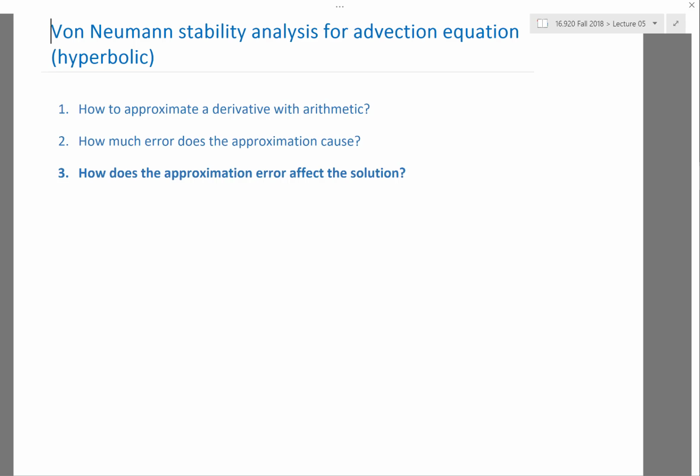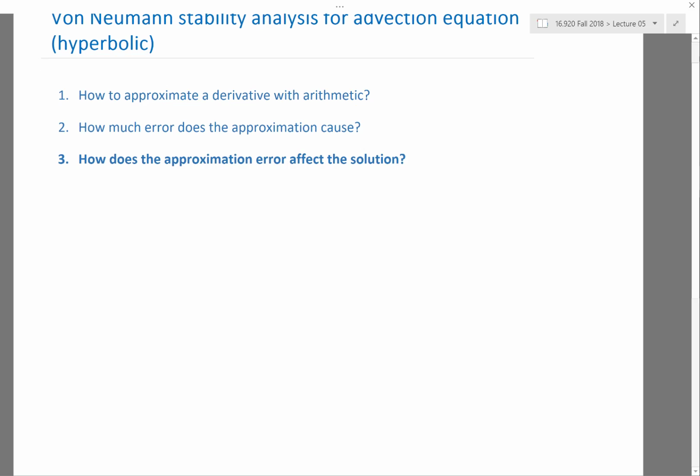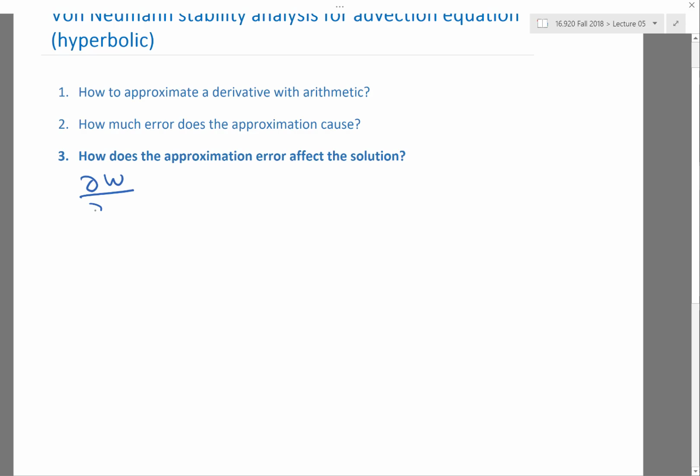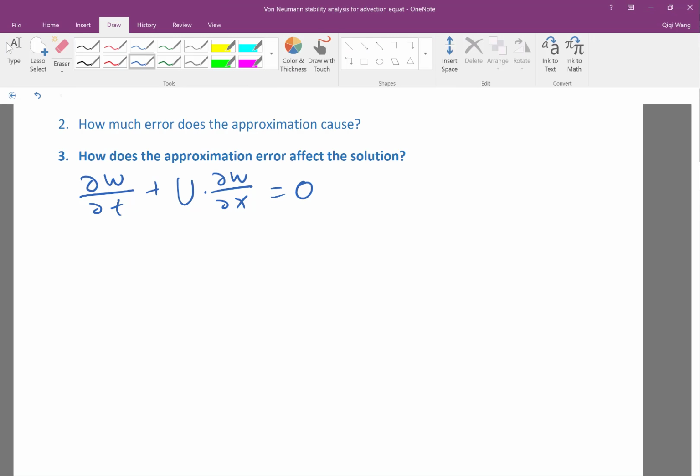And at the end of last week, we started to look at a different type of equation. Instead of the heat equation, which is the first order derivative in time equal to a proportionality constant times a second derivative in space, we are looking at the advection equation now, which is the derivative of w with respect to t plus advection velocity times the first order derivative in x equal to 0. So that's the equation we are now looking at. We just want to go through the same procedure of deriving approximation errors and how the error affects the solution.